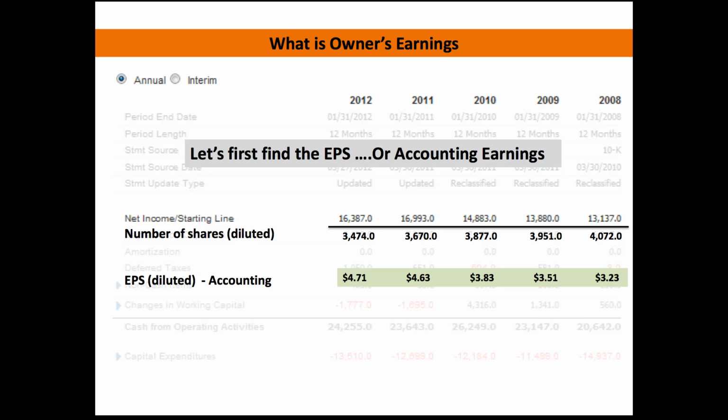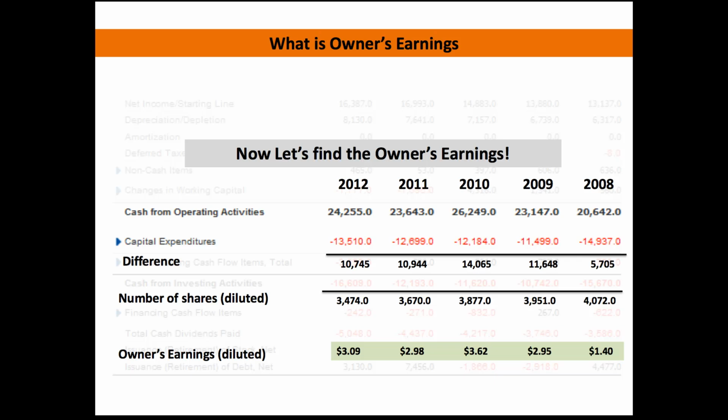And in order to find our EPS diluted, all we're going to do is take the net income and divide it by the number of shares outstanding, and we're going to use the diluted number because that's going to give us a more accurate number. When we divide those two, that gives us our EPS diluted. And this is the number that's the accounting number. This isn't the owner's earnings. We're going to do that next. Okay, so as we go through this for Walmart, you can see 2012, we had 4.71, all the way through 2008 where it was down at 3.23. All of that you should have already known from all the previous lessons.